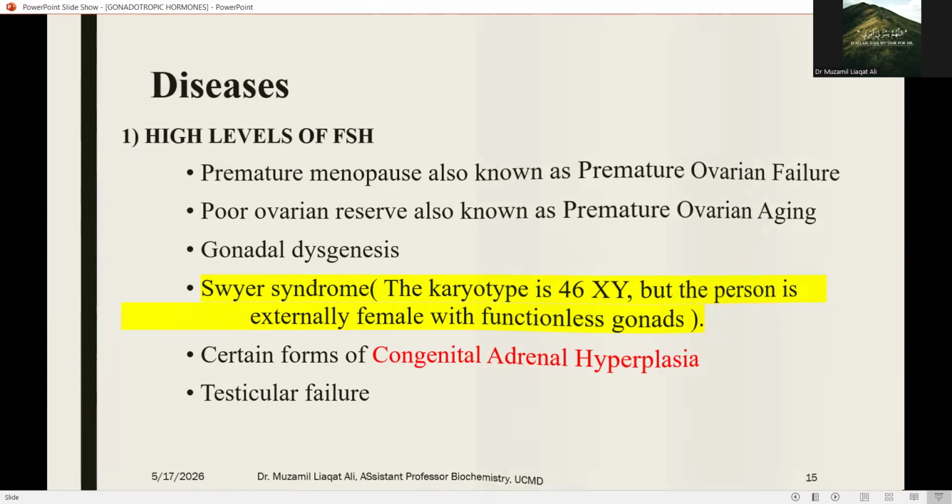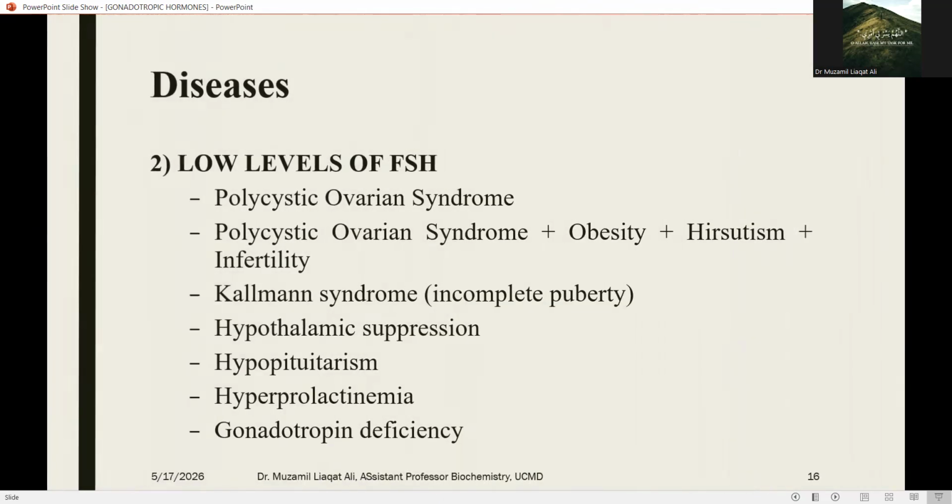And what about the low levels? Low levels can be seen and are associated with polycystic ovarian syndrome, Kallmann syndrome, hypopituitarism, hyperprolactinemia, hypothalamic suppression, right? So FSH level is the key marker in infertility workup.